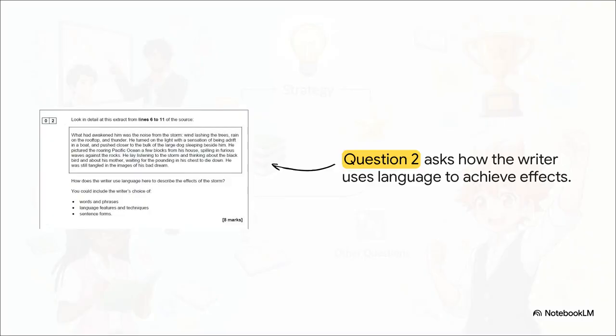This is a really focused language analysis on a very specific short part of the text. It's basically just asking how the writer uses language to achieve effects. Honestly, it's such an easy entry point to pick up 8 marks by exploring 2 or 3 detailed language choices. It just gets your analytical brain firing on all cylinders.